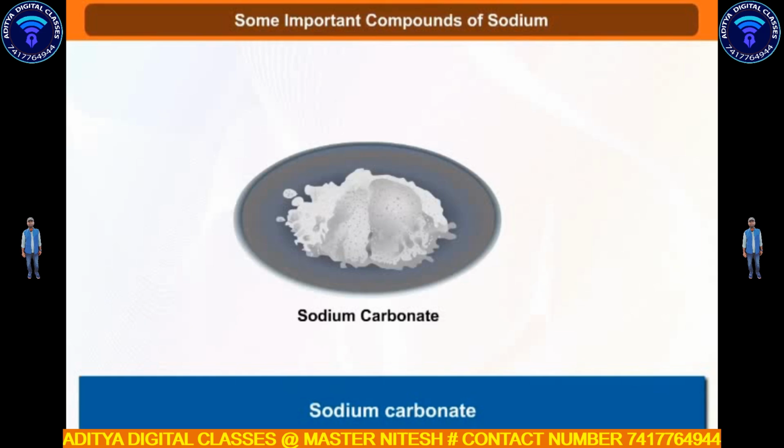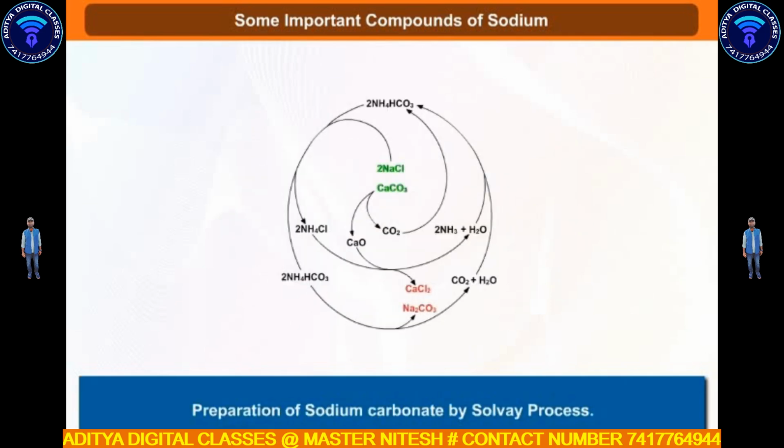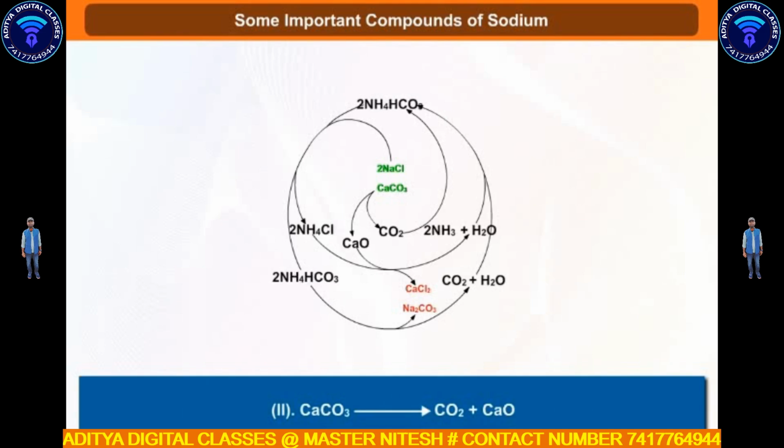Sodium carbonate, sodium hydroxide, sodium chloride, sodium bicarbonate. Preparation of sodium carbonate by Solvay process. Carbon dioxide passes through brine, a concentrated aqueous solution of sodium chloride, and ammonia. CO2 is produced by heating of limestone.